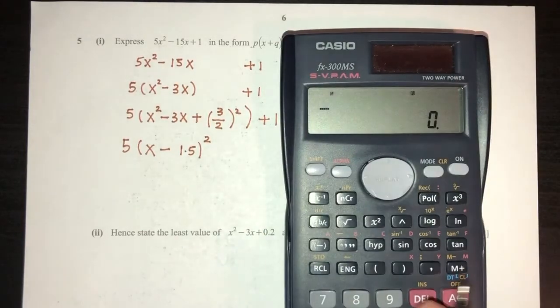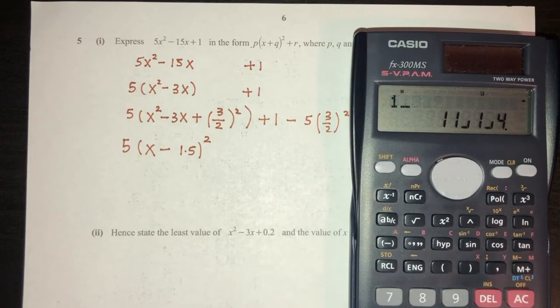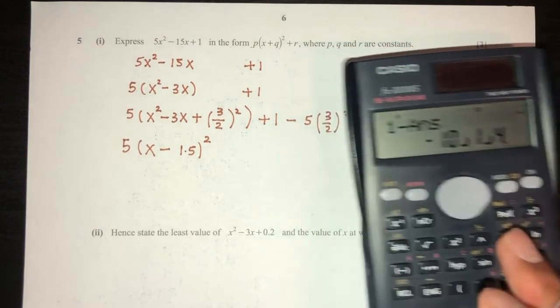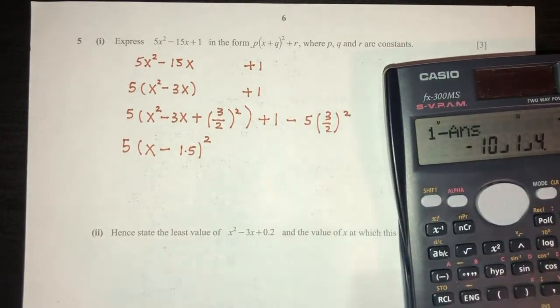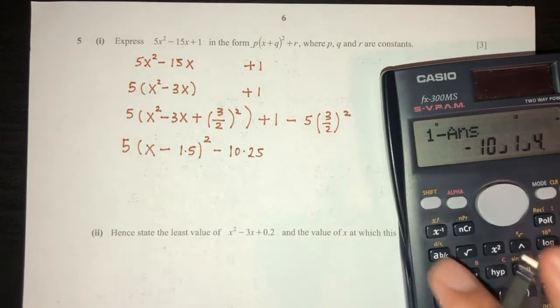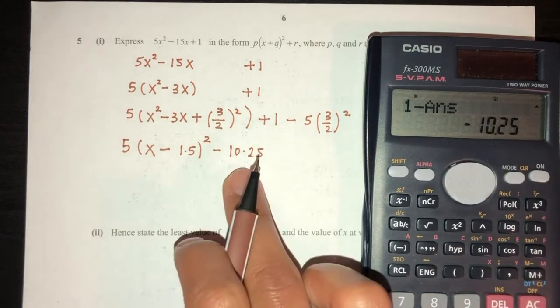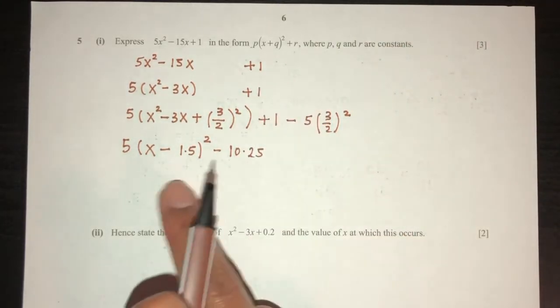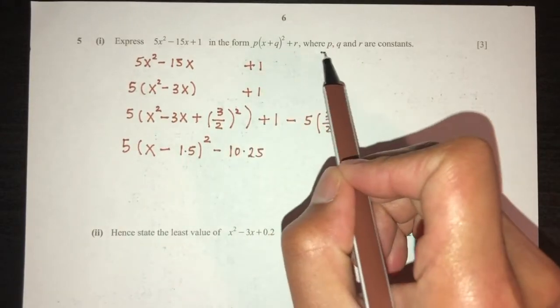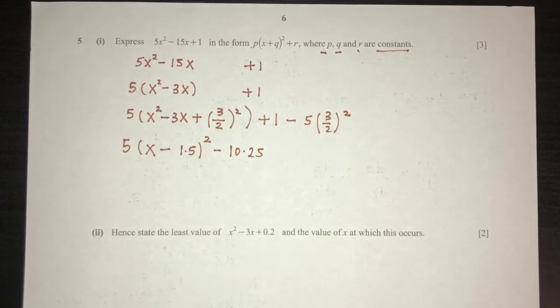So let's see. 5 times (3/2) squared, 1 minus answer should be minus 10.25, right? So let's try again just to be sure. So we have 3 divided by 2 squared times 5, 1 minus answer, minus 10.25. So as you can see, this is in this form where P, Q, and R are constants. Okay, this is the first part.